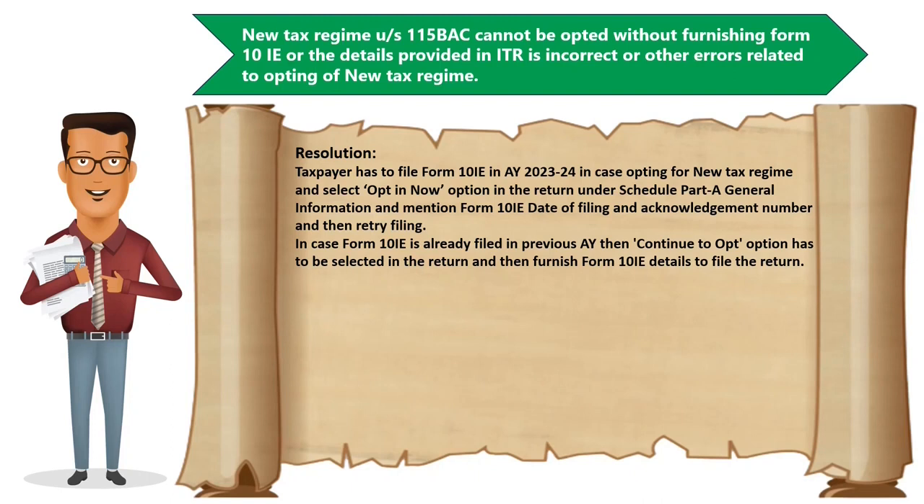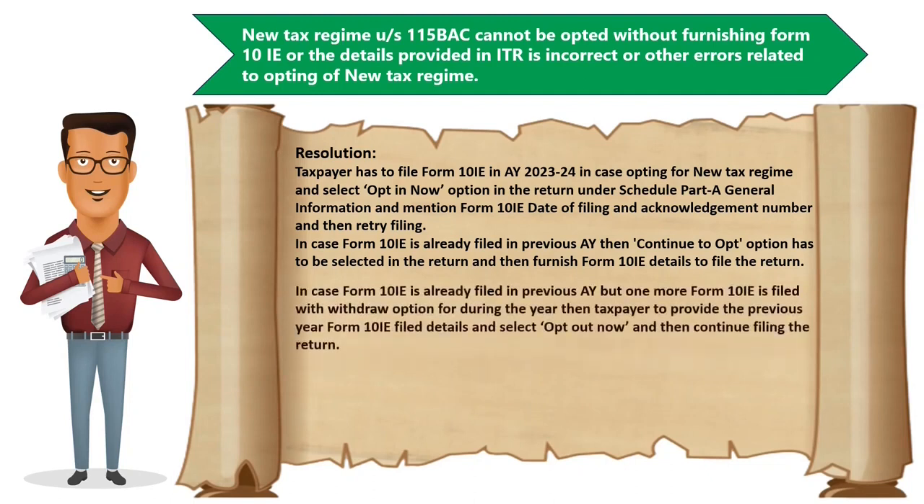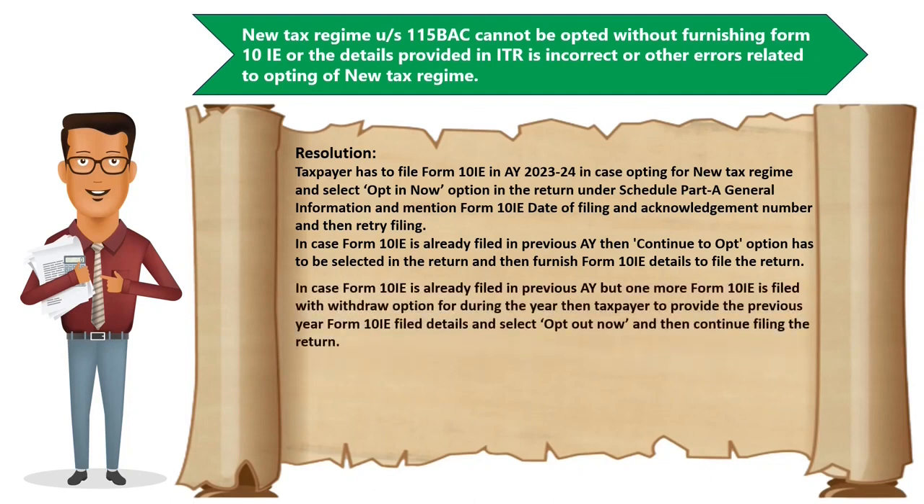In case you had already filed form 10IE in the previous year, you can click on continue to opt option and provide the details of form 10IE in the income tax return. However, in case you had already filed form 10IE in the previous year but thereafter filed another form 10IE with the withdraw option during the year, then you are required to provide the previous year form 10IE details and then select opt out now to continue filing your income tax return.